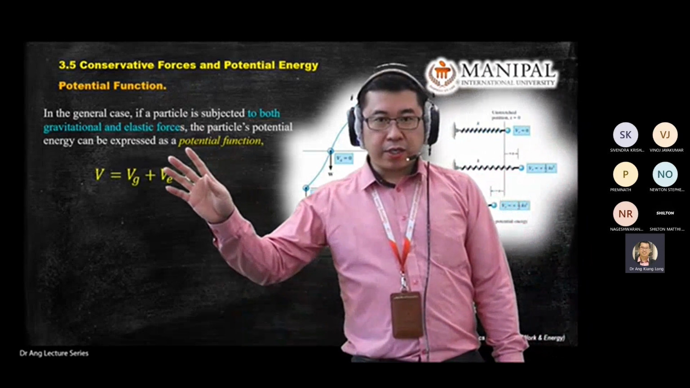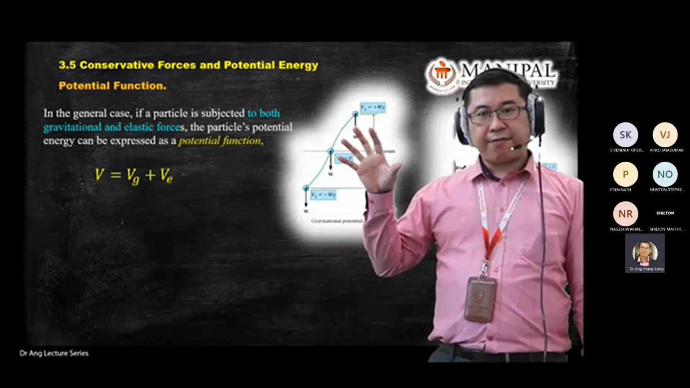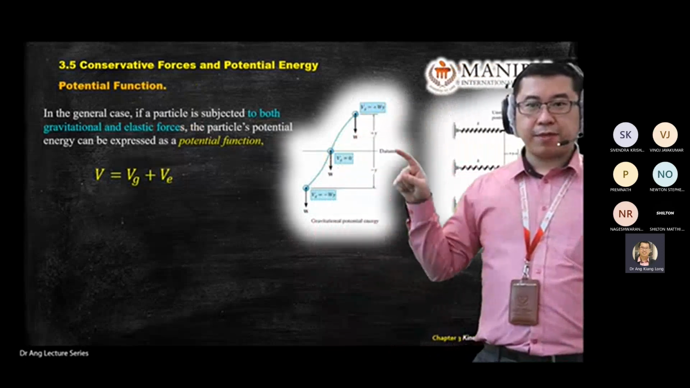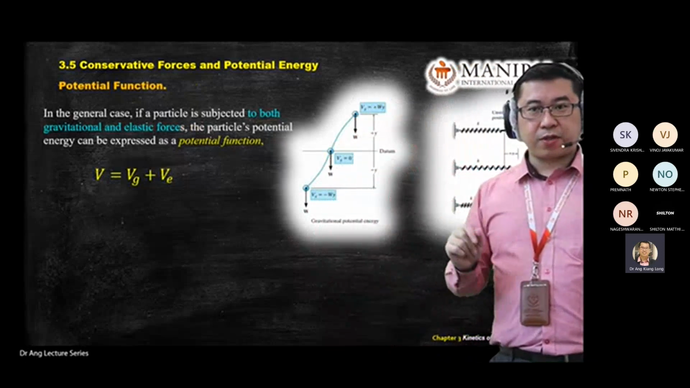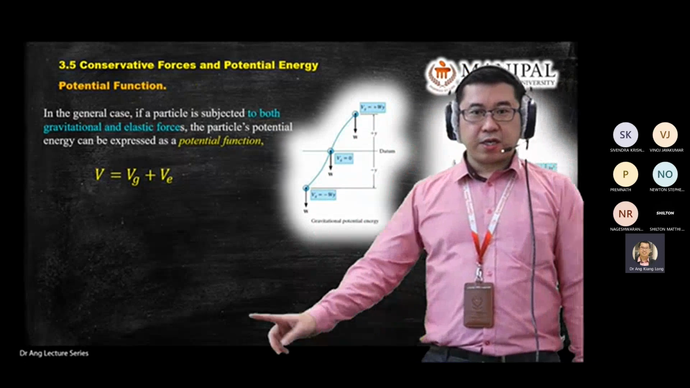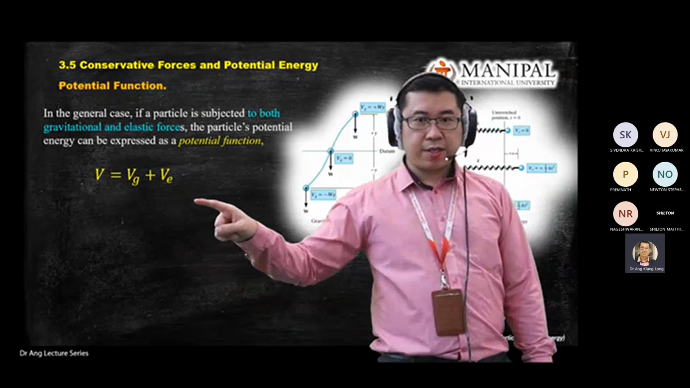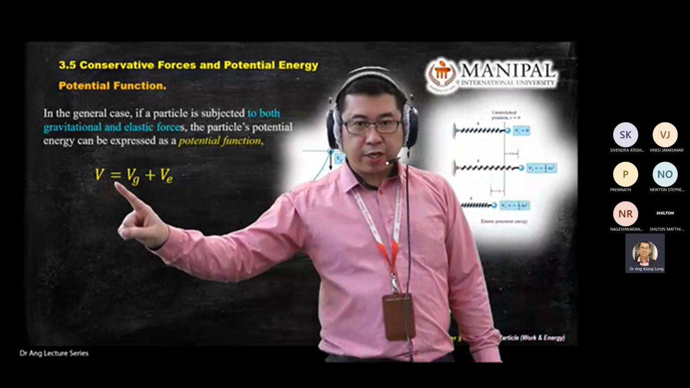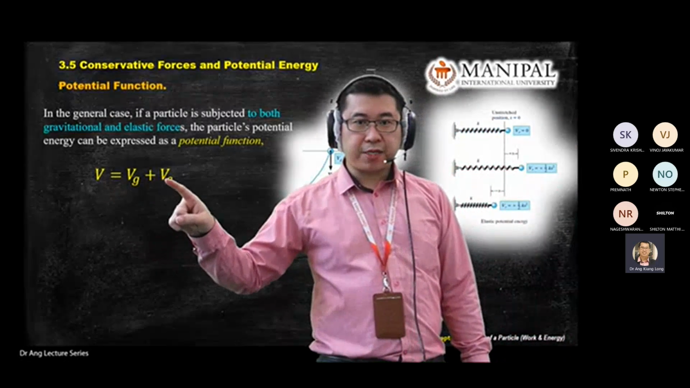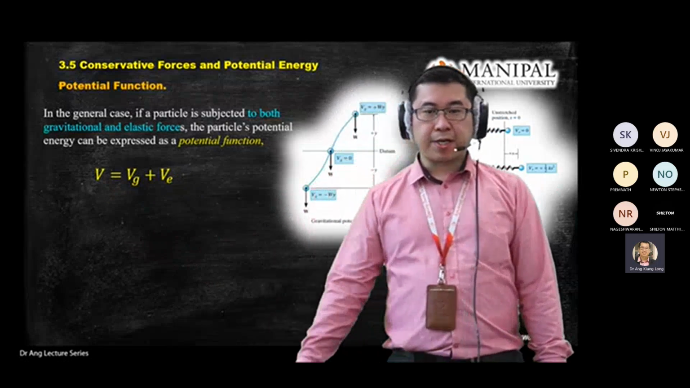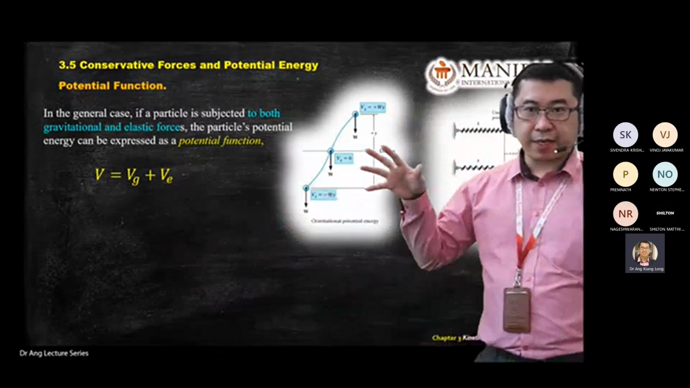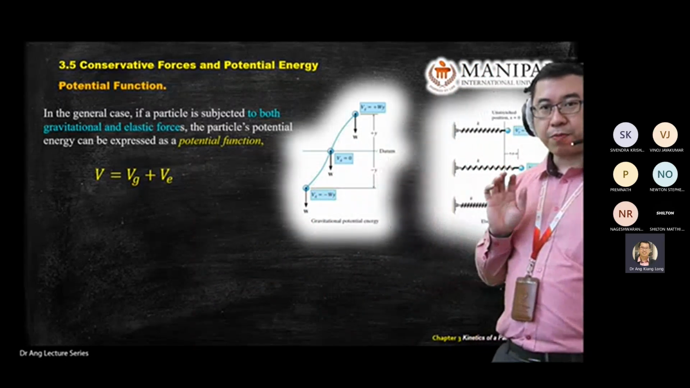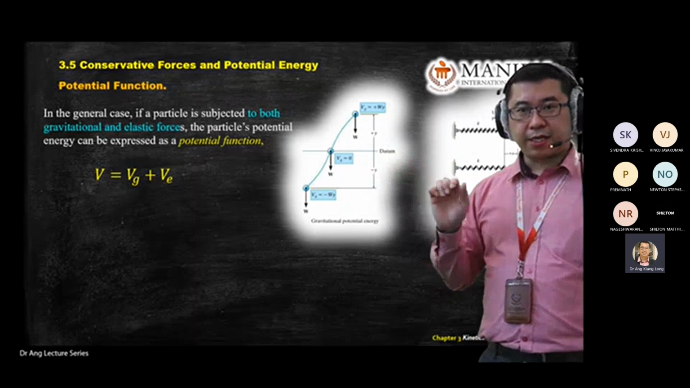So in general, if you want to calculate an object falling from somewhere, referring to a datum or a spring, you can write a general equation of the whole system. Potential energy equals gravitational plus spring. This equation only works when that particular object is subject to gravitational force and also spring force. So there are two.